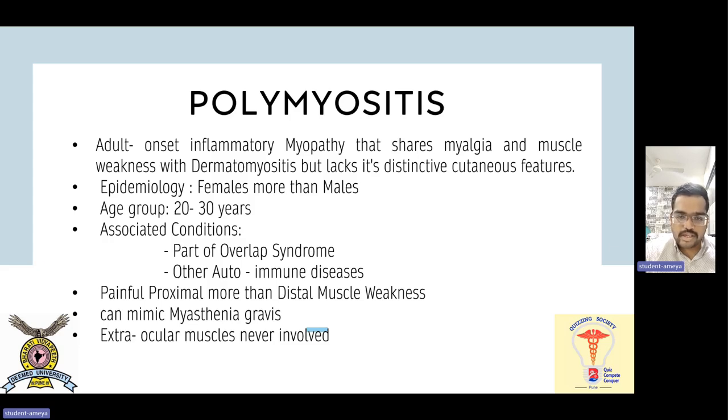What are the associated conditions? It is a part of overlap syndrome and other autoimmune diseases. Here, there is more proximal muscle weakness than distal muscle weakness. However, it can mimic myasthenia gravis.